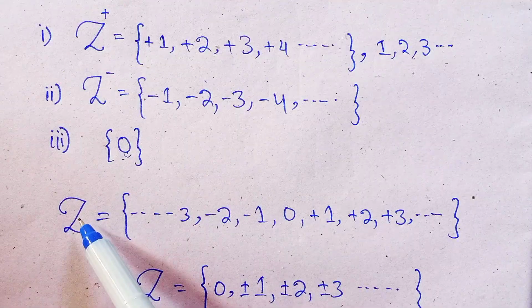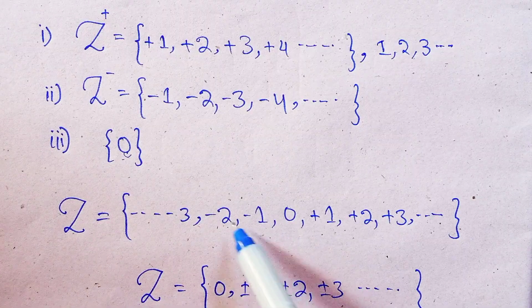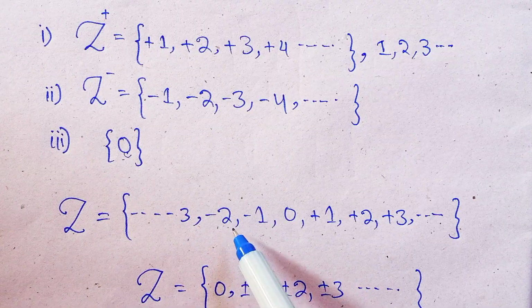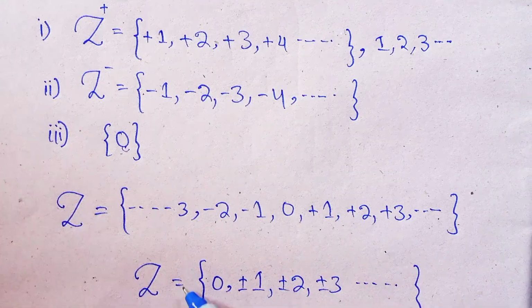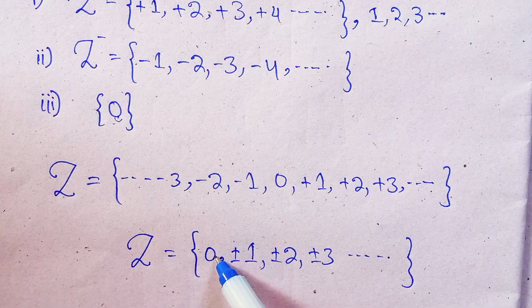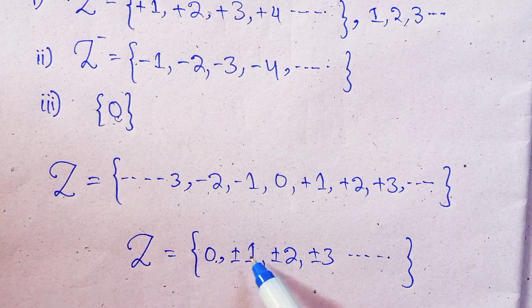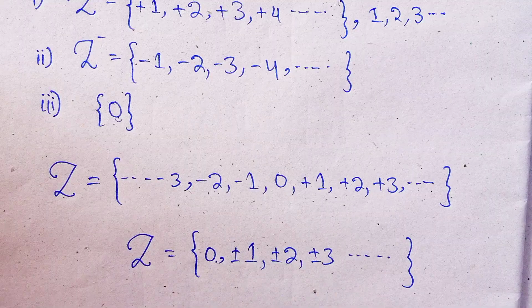The set of integers is represented by capital Z, and all these numbers are included in it: the negative numbers, 0, and the positive numbers. Or simply it can be written in this form here. This set starts from 0 and contains the positive and negative numbers simultaneously.